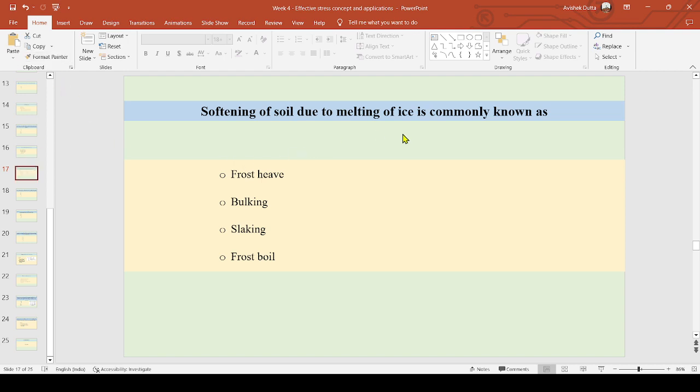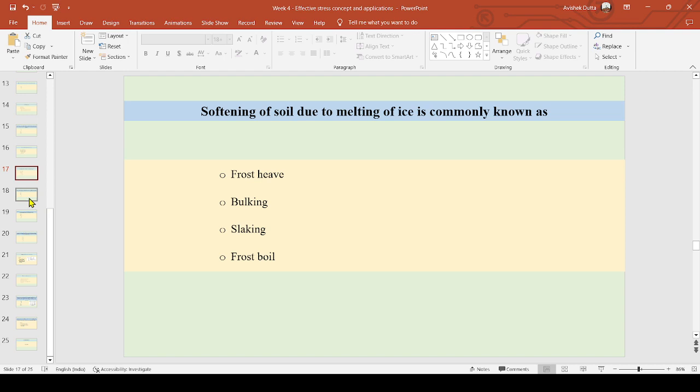This melting of ice and softening is being considered with respect to the zone where capillary suction has taken place. Capillary suction has taken place previously, and then the water has frozen first and then it has melted. Then the phenomenon which goes on is called frost heave or bulking or slaking or frost boil, due to which the soil softens.